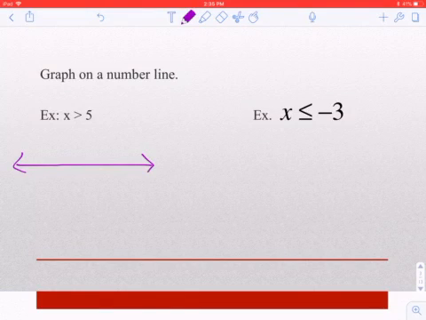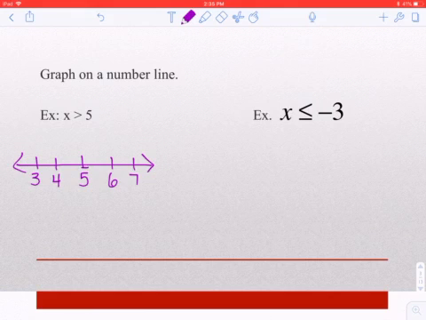School, but to go back over it, if you're graphing x is greater than 5, then at 5, you're going to have an open circle because your inequality sign is not underlined. If I'm wanting to shade everything greater than 5, then I want to shade to the right because 6 is greater than 5, 7 is greater than 5, and so on.